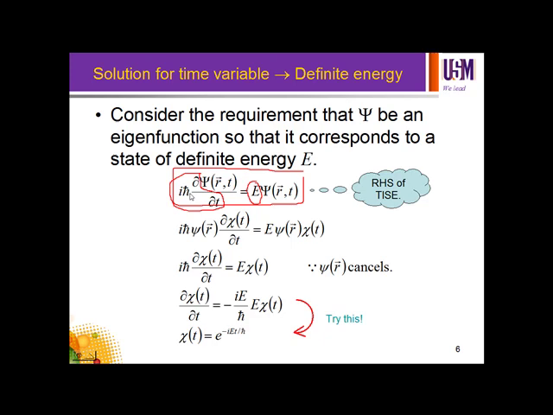On the left hand side, it is the operator multiplied by the wave function. On the right hand side, it is the eigenvalue multiplied by the wave function or eigenfunction. Okay.